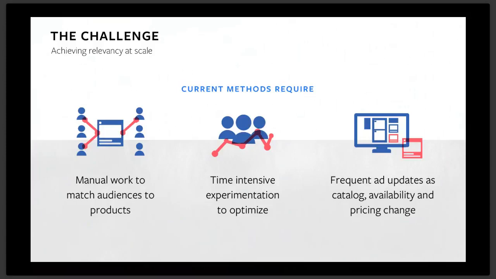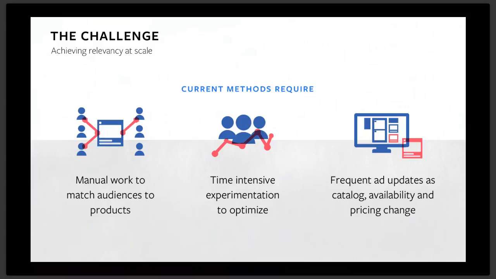The second challenge is that optimizing ads like this requires a lot of experimentation and iteration, which is a big time commitment, as well as a significant amount of resources. And finally, you have to be able to update your product catalog on a frequent basis, near real time, so that you can track availability and pricing changes. That is super manual and usually pretty challenging to do at anywhere near real time.